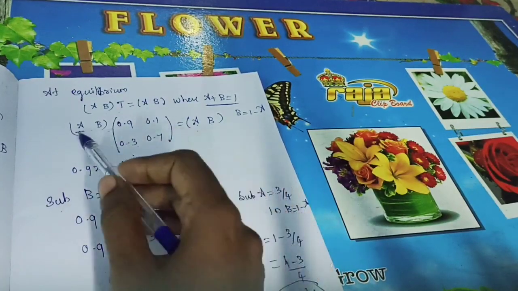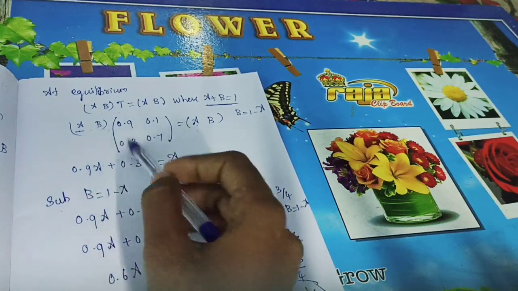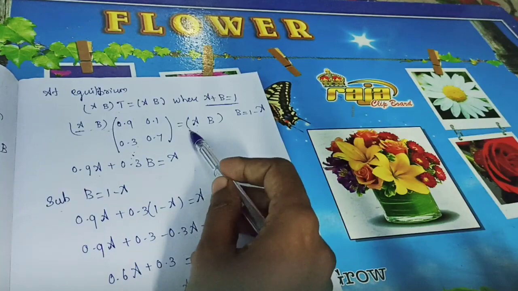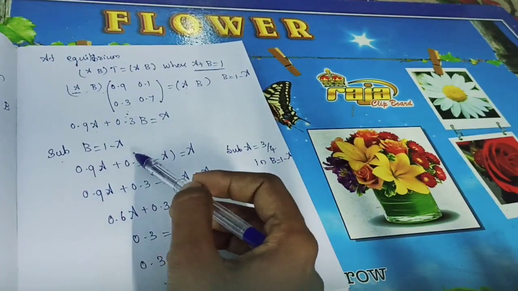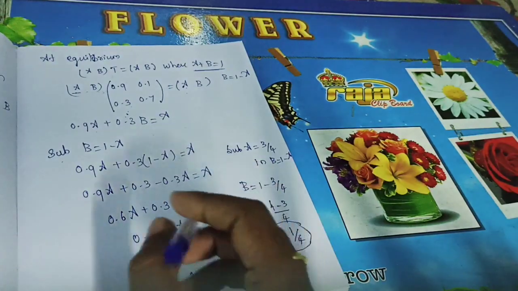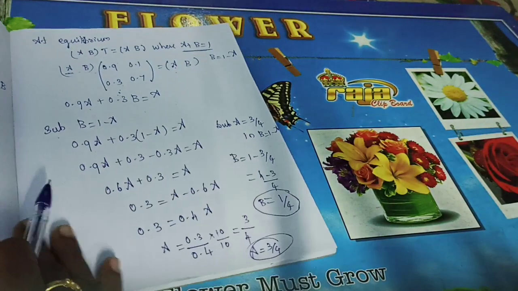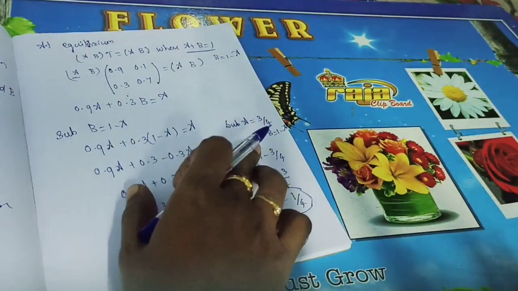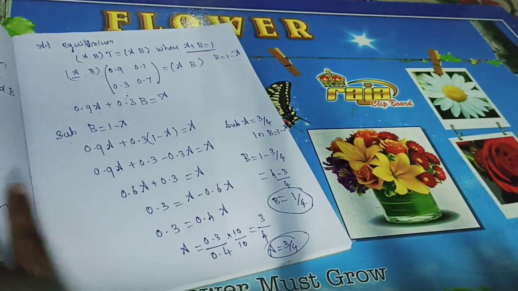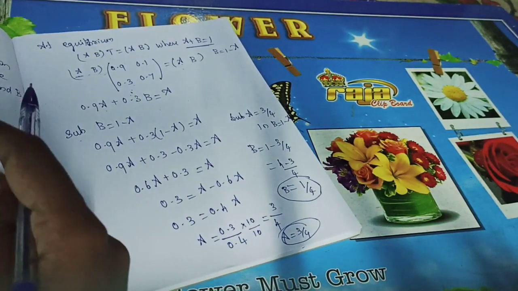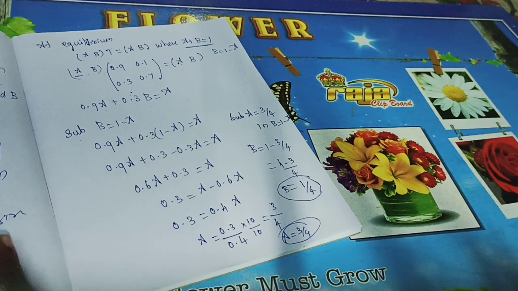So now what I did? I multiplied, that's all. A into 0.9 plus B into 0.3 is equal to A. So substitute B is equal to 1 minus A. If I substitute B is equal to 1 minus A in this equation, from that I will obtain the value of A. Now substitute this A value in B is equal to 1 minus A. From that you will obtain the value of B. Understand all of you? I hope you all got it. So from this you can write the answer.